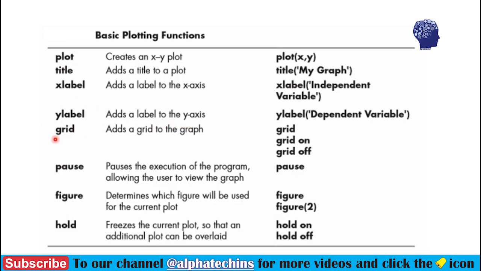Then we have got the grid function that adds a grid to your graph, and here you can see if we type grid or grid on, it will directly add the grid to your graph. The next function is pause, that pauses the execution of the program so that you can view and analyze your graph.